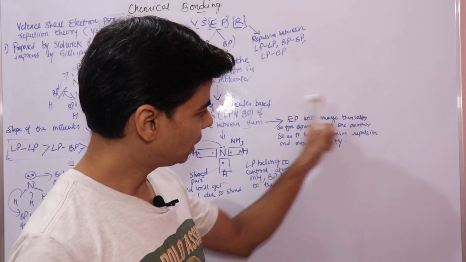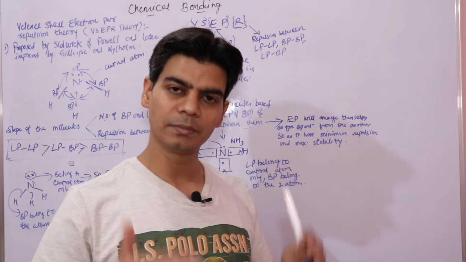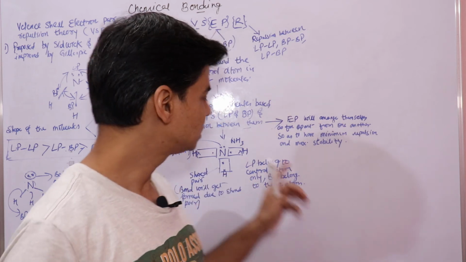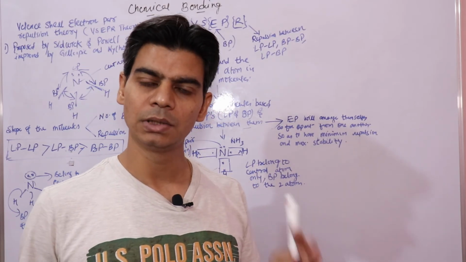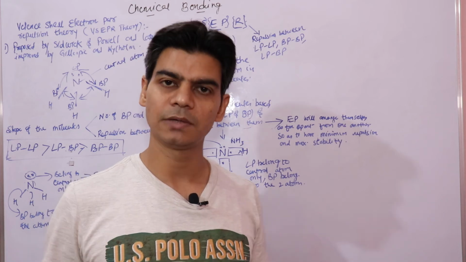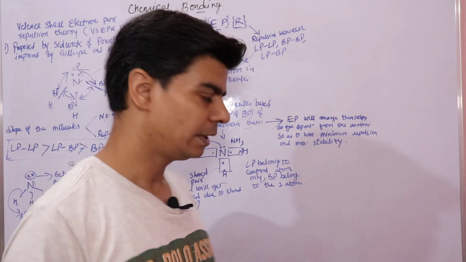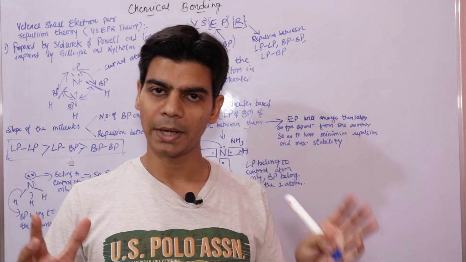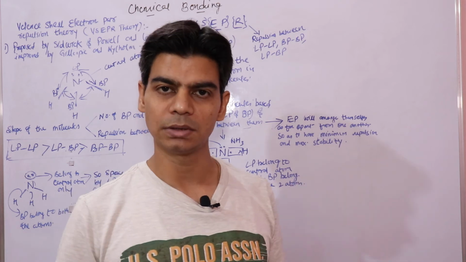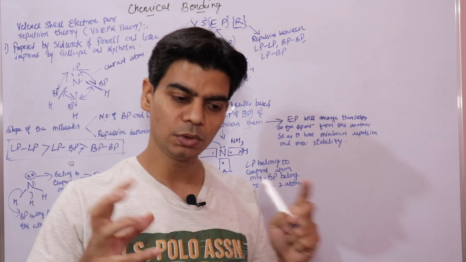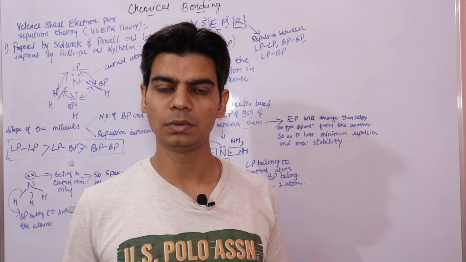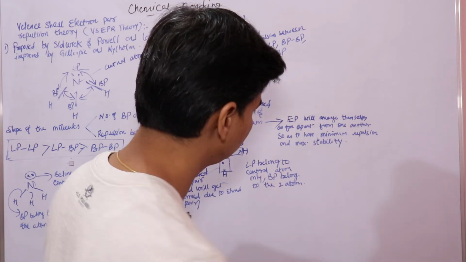So in order to stabilize the molecule, or to have a state of minimum energy, these electron pairs will arrange themselves far apart from one another, so as to have minimum repulsive force between them, right? And in order to do so, they will take definite positions around the central metal atom, right? And due to these definite positions, these molecules have definite shape and geometry, right?